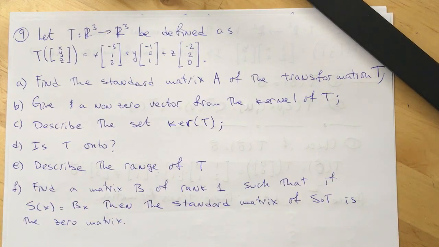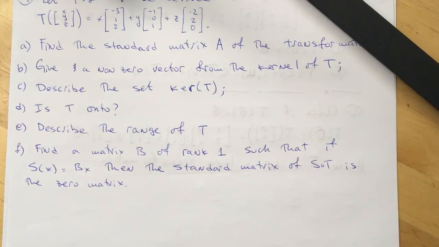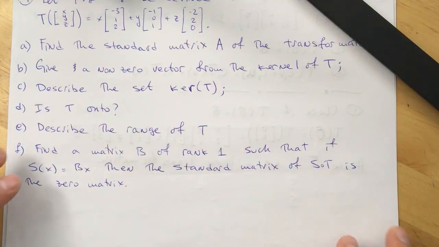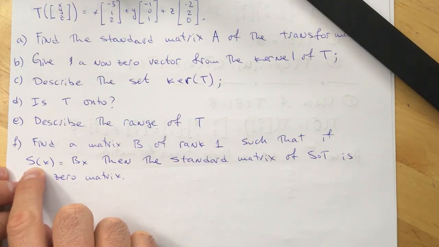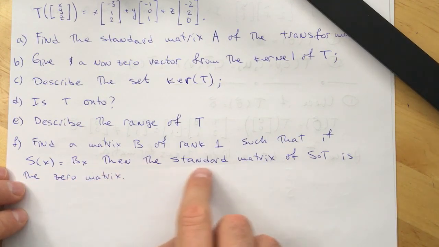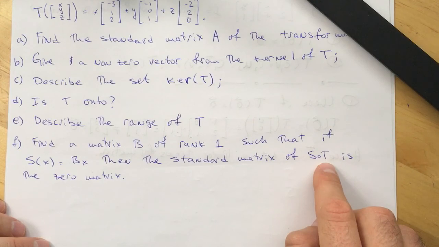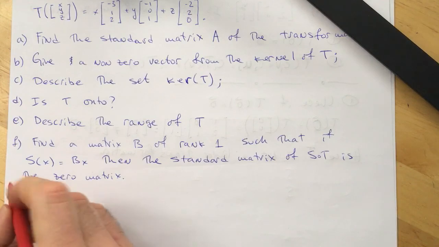Second question, give a non-zero vector from the kernel of T. So here we're going to remind ourselves what the kernel is. Describe the set kernel of T. Part D, the question is: is T onto? E, describe the range of T, and F, find a matrix B of rank 1 such that if the transformation S is equal to Bx, then the standard matrix of this transformation S composed with T is the zero matrix. Sorry. So let's do A.